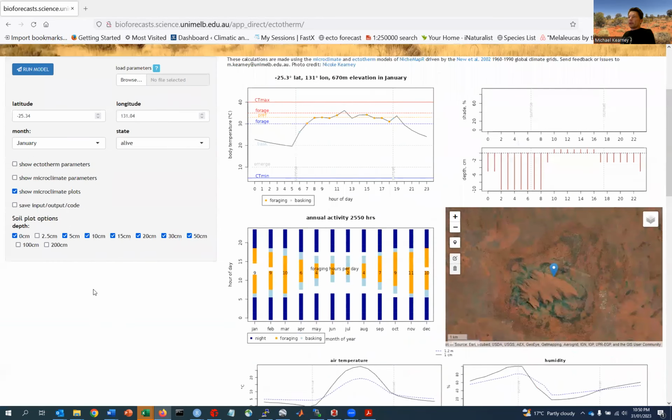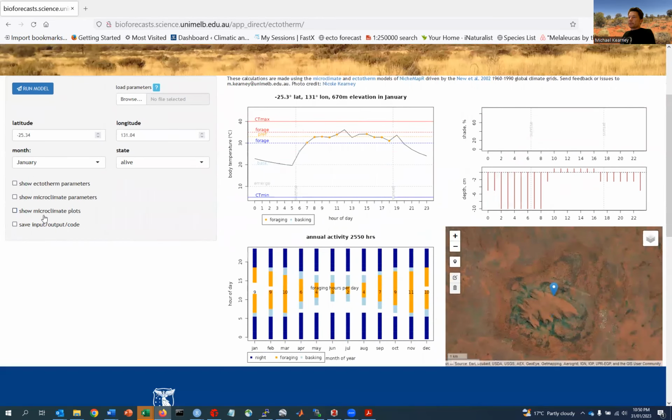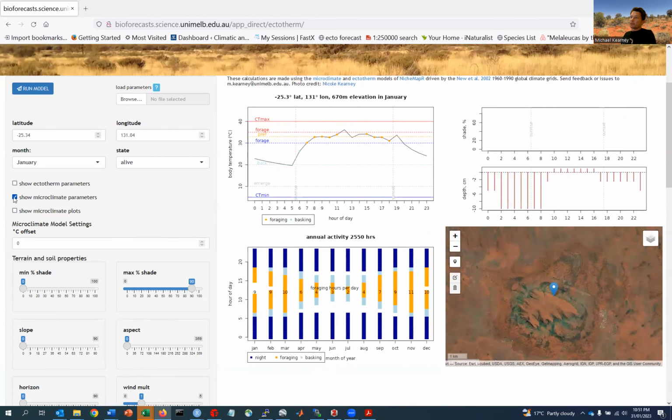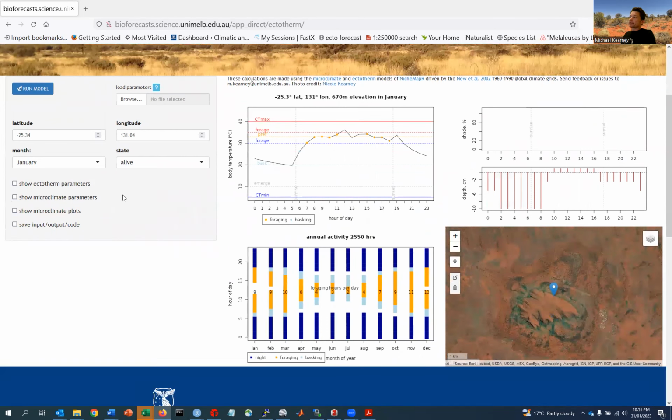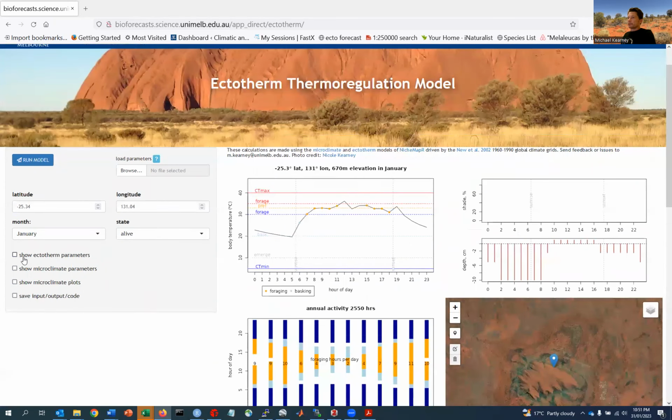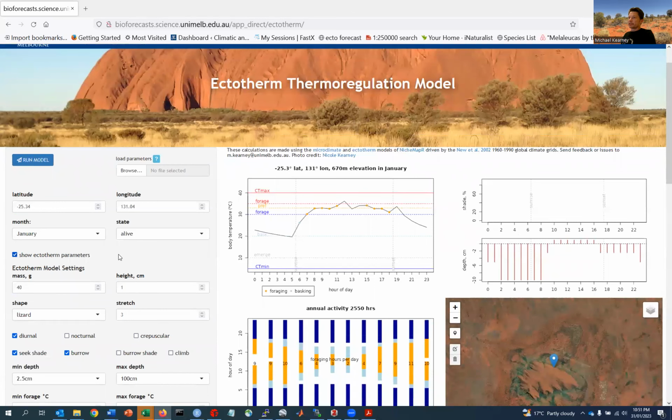So those are the microclimate plots, but of course you want to be able to control the properties of this animal, and you can change the microclimate as before. If you click on this, you can change all the microclimate parameters as before. So it's exactly the same as the microclimate model app, but it additionally has these parameters for the ectotherm model. If we click on this, we can control a number of things.